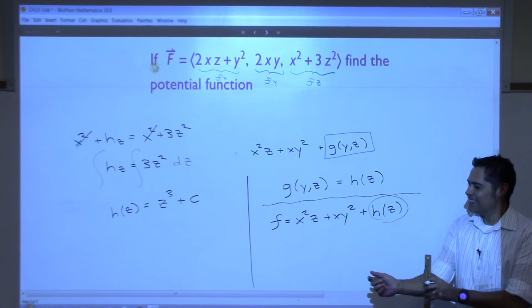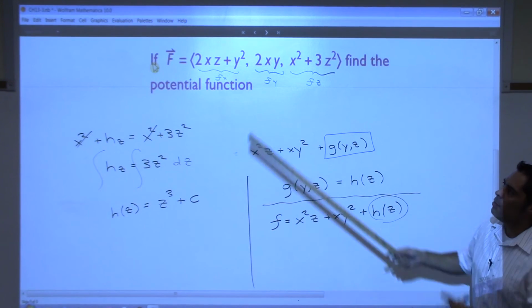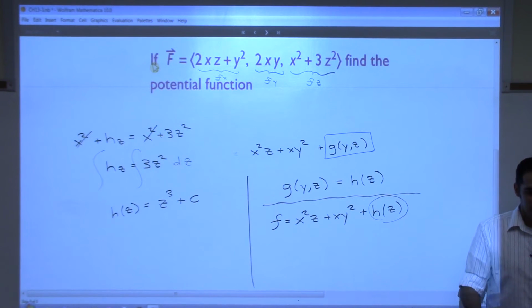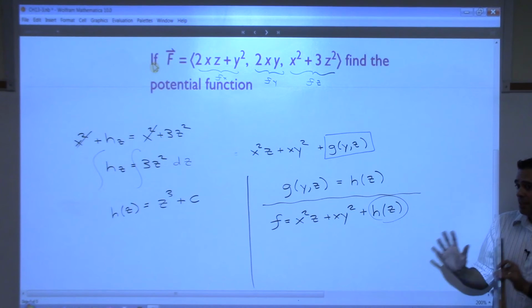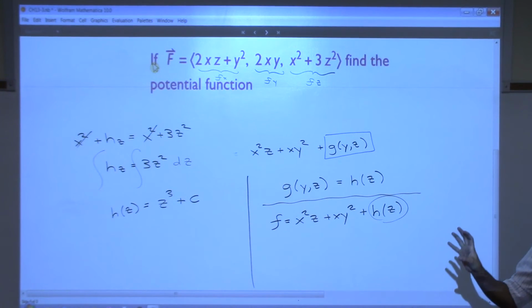You got it? The first one you do, when you come backwards, that constant is actually a function of two variables. The second time, it turns out in this problem, it was only a function of one variable. And then the third time, you're finally at a constant here.